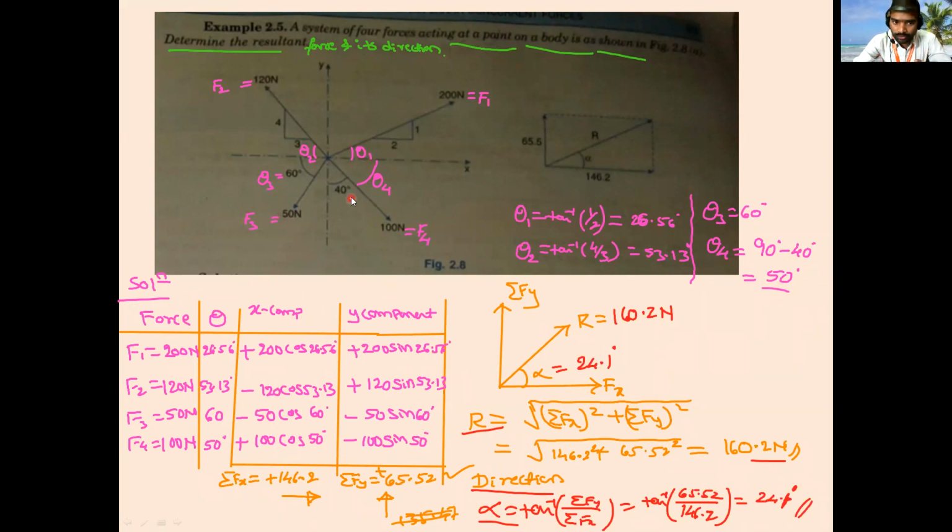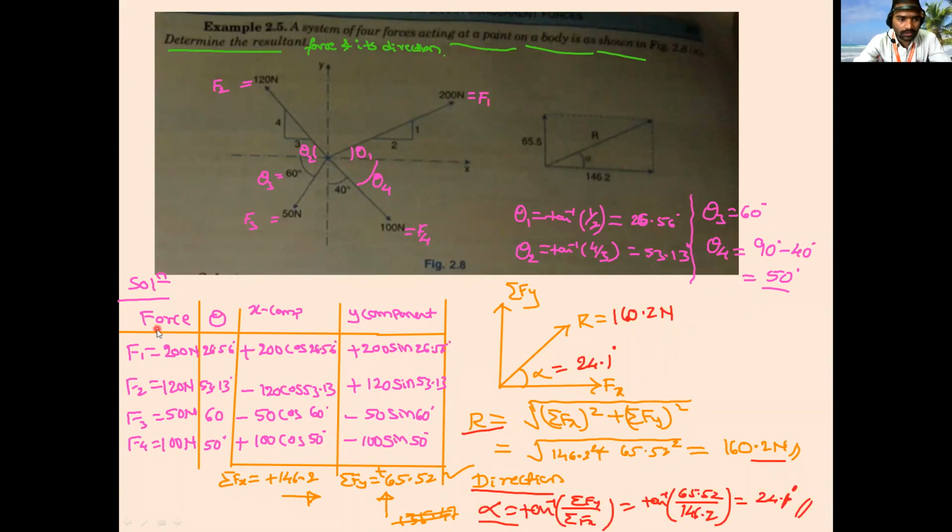If you take 40 degree, then what would come here? The sin component would come here and the cos component would come there. So in order to avoid that confusion, I have taken all these theta values with respect to the x axis. All the x components are with cos theta, and all the y components are with sin theta. Is it clear, everyone? Yes, sir. So that there is no confusion.